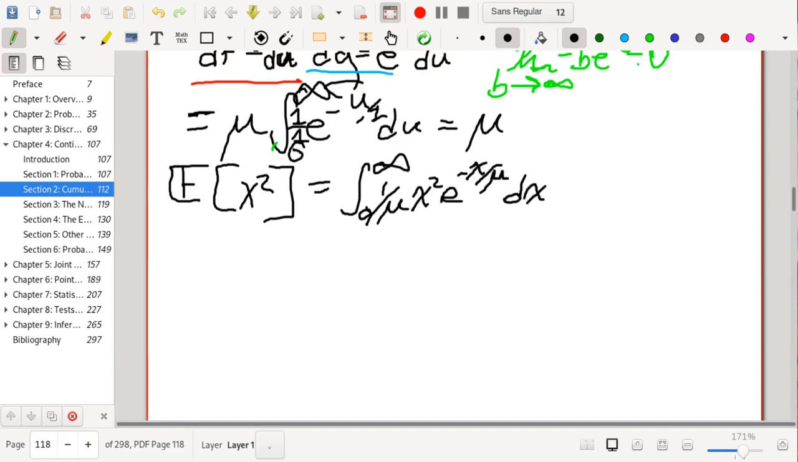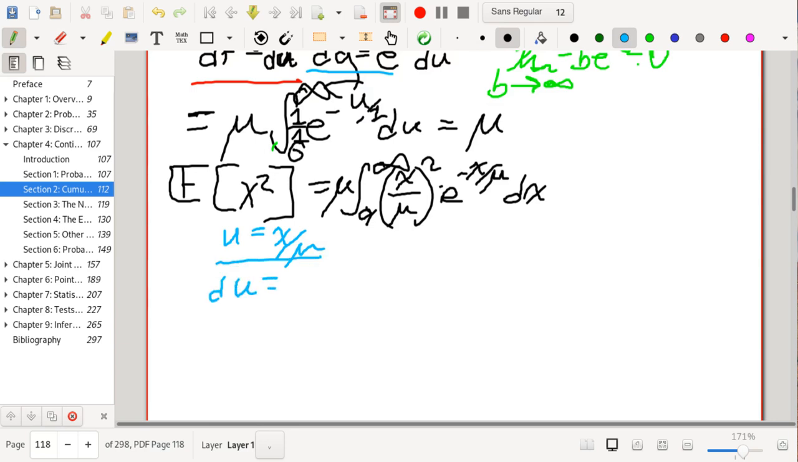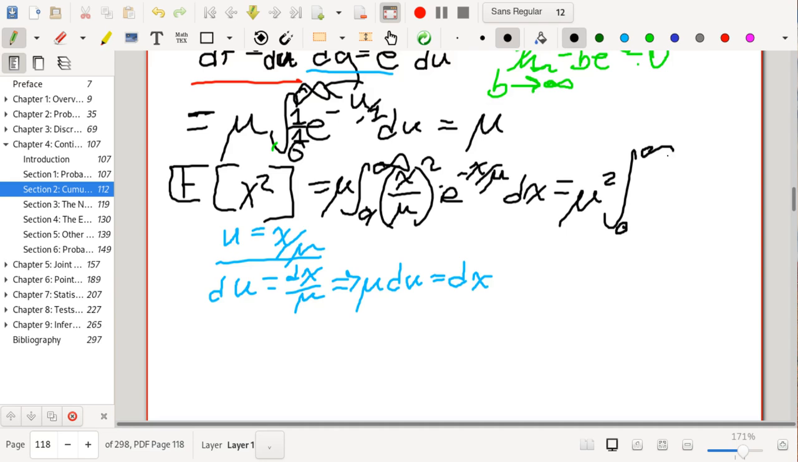So we're going to do that change of variables again, except we're probably going to need to put a mu out here and a mu squared in the bottom. Basically, that's multiplying and dividing by mu. We're going to do that because then I can rewrite this multiplicative term inside of the integral as x over mu squared. And then I can say that u is equal to x over mu, which means that du is equal to dx over mu, which means that mu du is equal to dx. The boundaries of the integral stay the same. So this will be mu squared, and then we have the integral from 0 to infinity of u squared e^(-u) du.